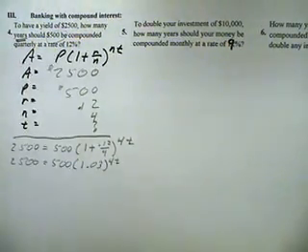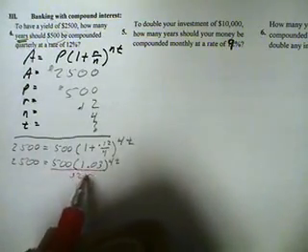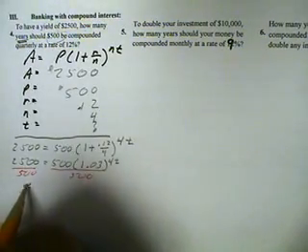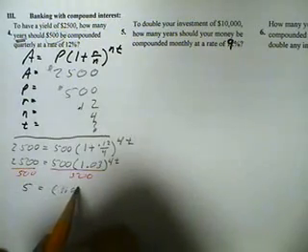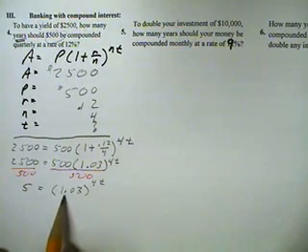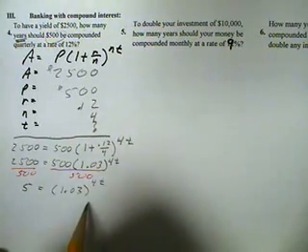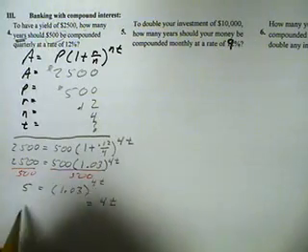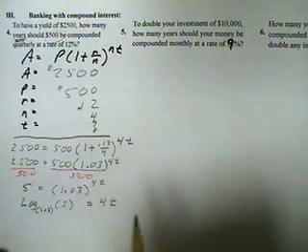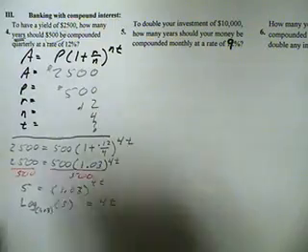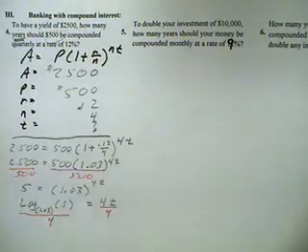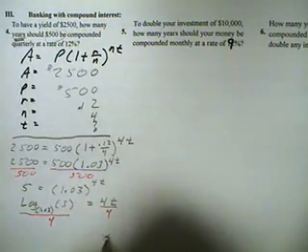So first, let's divide everything by 500. We will get 5 equals 1.03 to the 4t power. The second step is get rid of the base of 1.03, and we'll turn this into a logarithm in order to get rid of that. So this will be a log base 1.03 of 5. And then we're going to divide everything by 4.